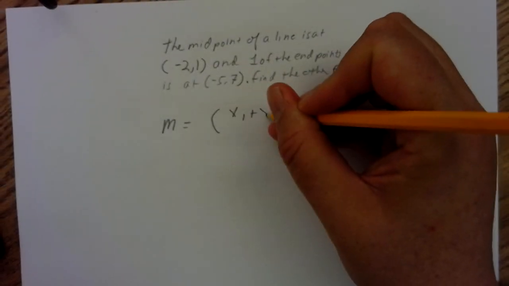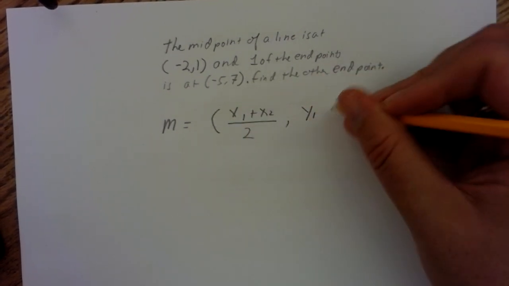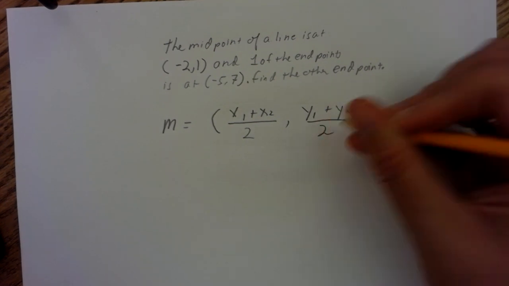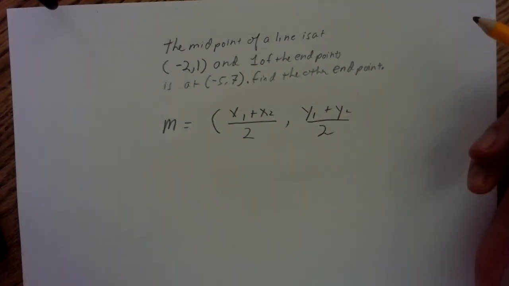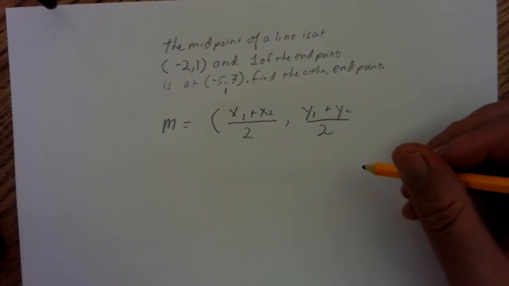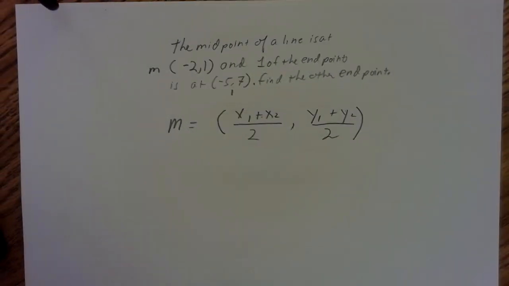x1 plus x2 divided by 2, comma, y1 plus y2 divided by 2. Now, in this case, we know that one of the endpoints is -5, 7, and we also know the midpoint. So we are going to split this equation in half, first to find the x point, and then to find the y point.